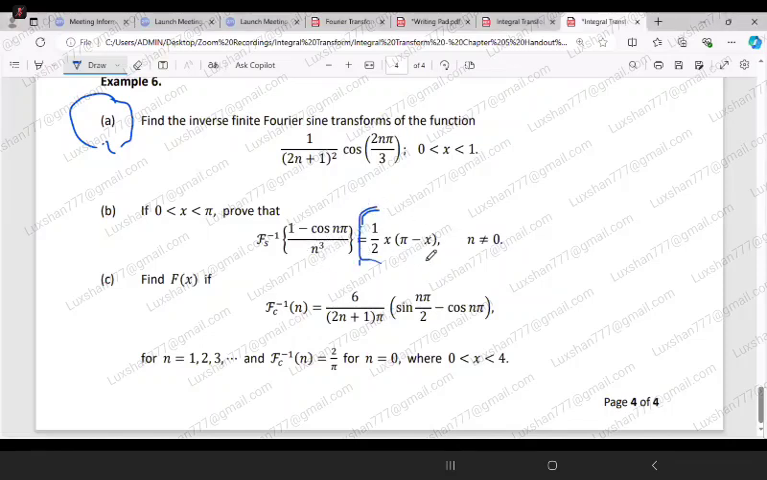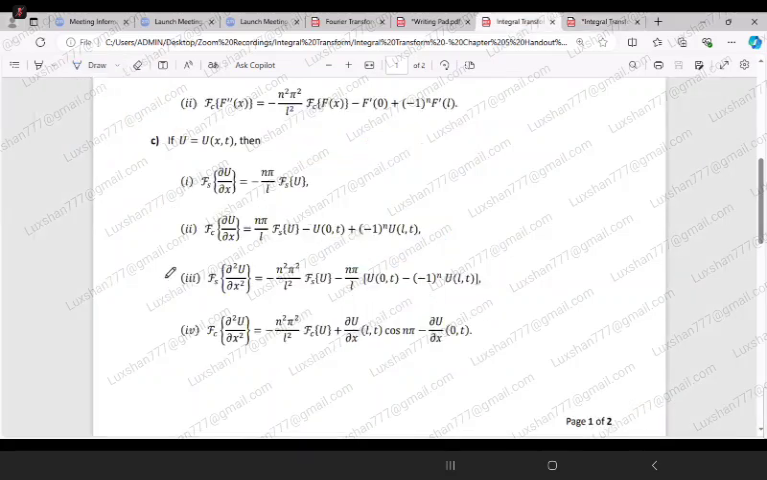Therefore, what you can do is, better you find the finite Fourier sine transform of this function. And if you show that the finite Fourier sine transform of this function is this one, then reversely you can say that the inverse of this one is this one. Okay, because if you just find the finite Fourier sine transform of this one, what will happen? Let's do that also.